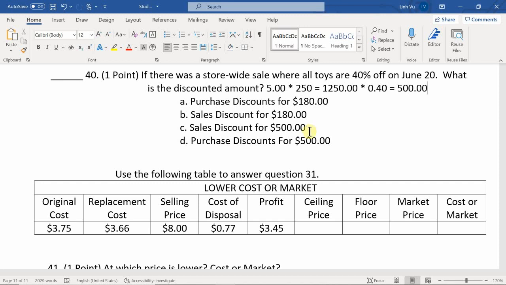Are you going to have a purchase discount for 180? A sales discount for 180? A sales discount for 500 or a purchase discount for 500? C. C, because this is an in-store wide sale, so you're selling to your customers and you're discounting the $5 by 40%. So your answer is indeed letter C.